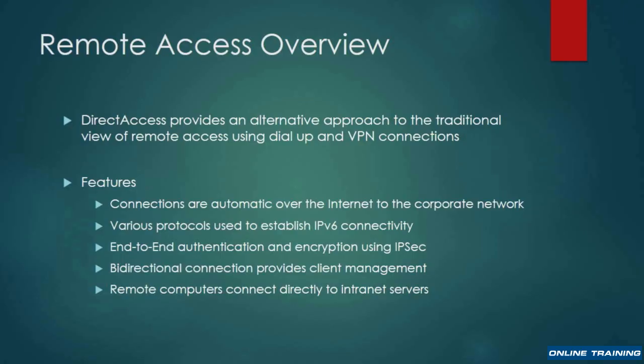An alternative to virtual private networks is another type of remote access called direct access. Direct access first debuted with Windows 7 and Windows Server 2008 R2. It was made significantly better and enhanced in Server 2012 and Windows 8, and many of those enhancements, or all of those enhancements, still exist for Windows 10.